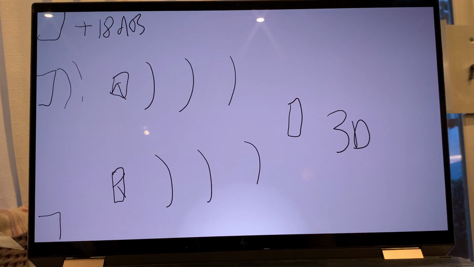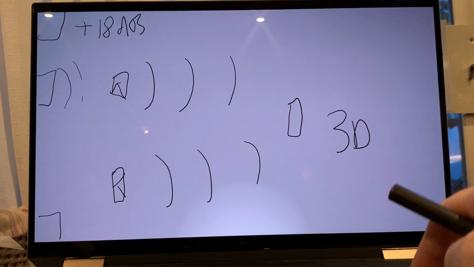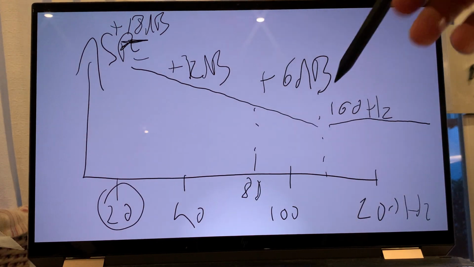Now here comes the bad part. The bad part is that if it's placed at the corner of the room, then basically you are getting maximum room boost, which unfortunately means that not every bass frequency will be amplified to a certain degree. But let's go back to our old figure.